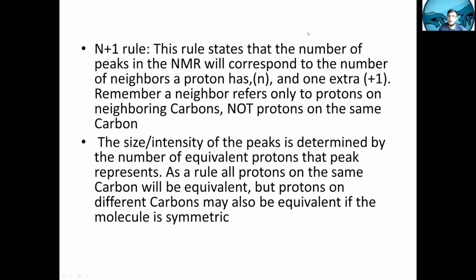I'll come back to this screen in a second for you guys to see, but I want to talk about this. So the n+1 rule, this is the neighbor rule. This rule states that the number of peaks in the NMR will correspond to the number of neighbors a proton has, which is n, and one extra, so n+1. Remember, a neighboring proton refers only to protons on neighboring carbons, not protons on the same carbon.